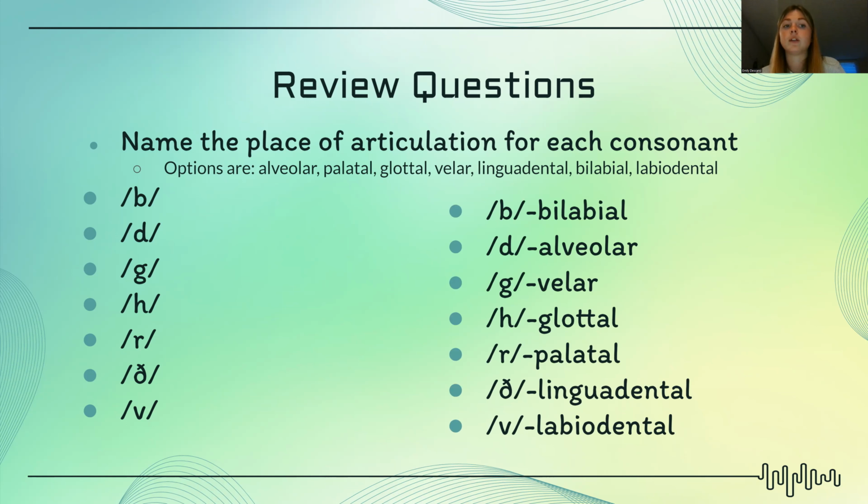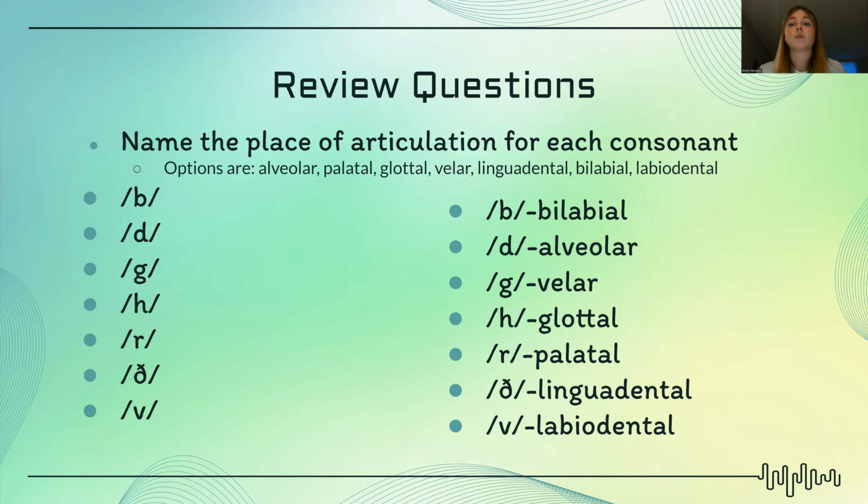Same way all around. If you make the D, you can feel that D sound, you're touching that alveolar ridge there. When you make the G sound, your tongue is pulled back, touching your velum. So that is a velar sound. And then H, as we know, that one's kind of a dead giveaway. H is the only glottal sound.